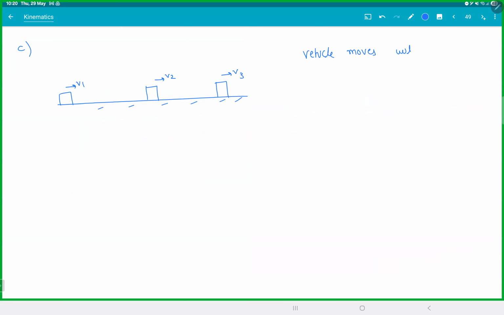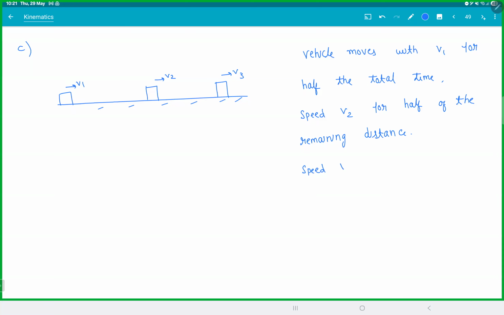Vehicle moves with V1 for half of the total time. How much time? I don't know, but in that half of the time. If the total journey took 3 hours, 1.5 hours it went with V1. Then it went with speed V2 for half of the remaining distance. So after traveling for half of the time, whatever distance is left, uska half you went with V2. And speed V3 for the remaining distance. Find the average speed.